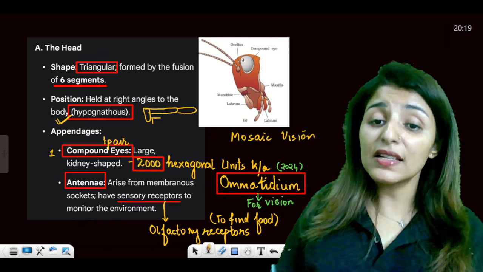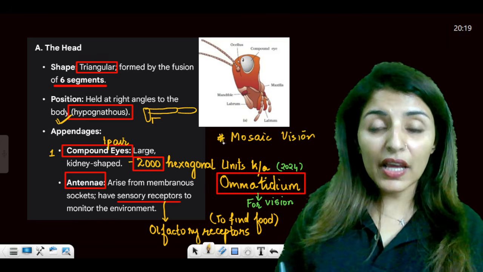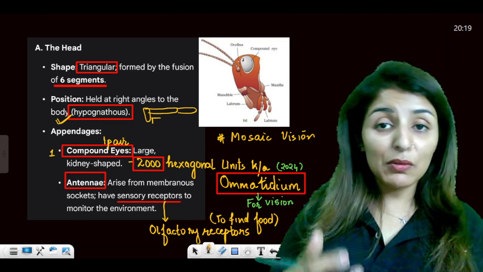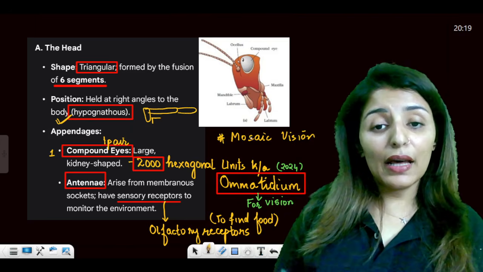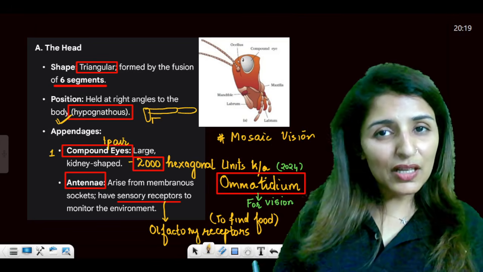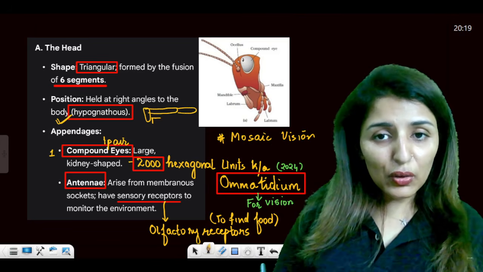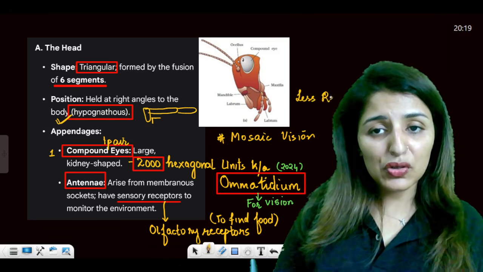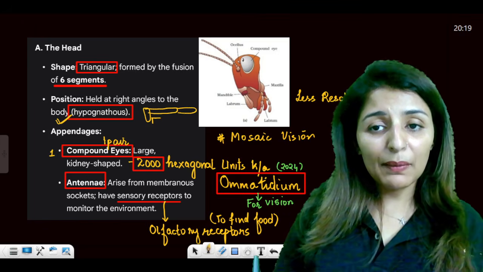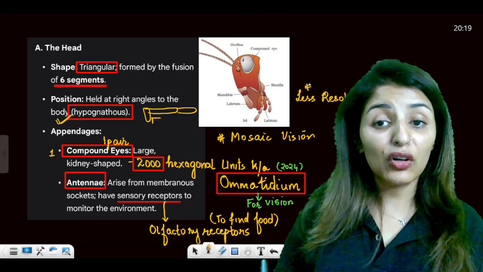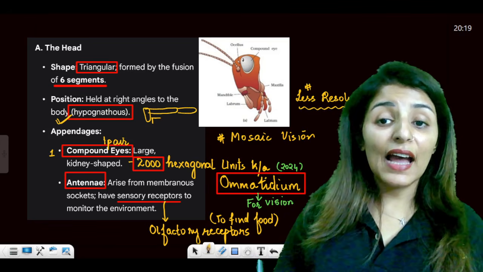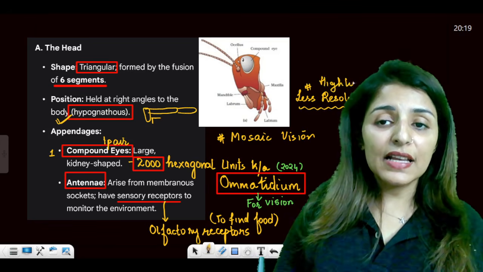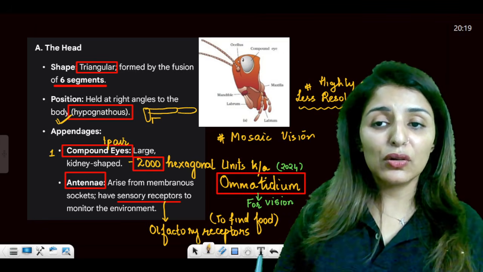So not only does it have nocturnal vision, it has a mosaic vision because of so many images being formed in each eye. But the vision is not very clear, so it has less resolution. Although there are multiple images being formed, they are not clear. So it is highly sensitive, but has less resolution.